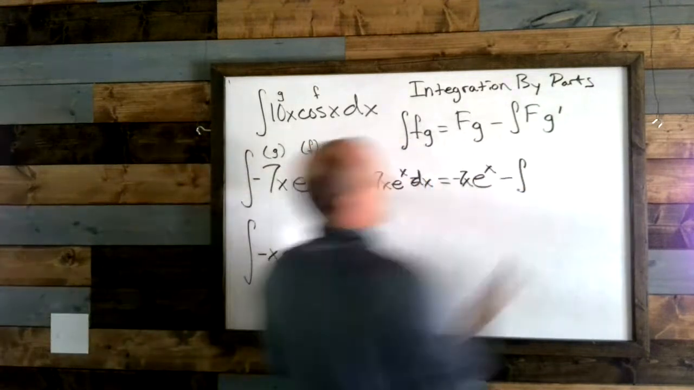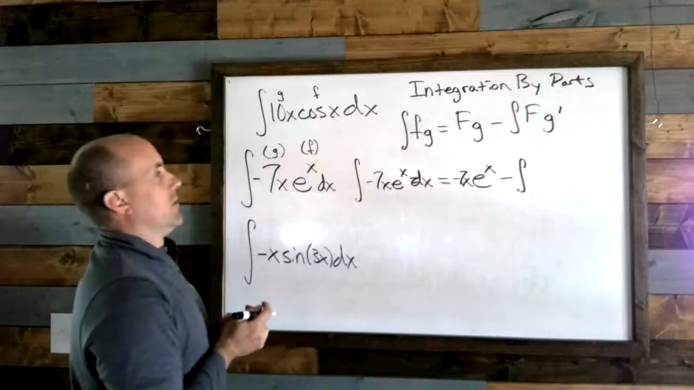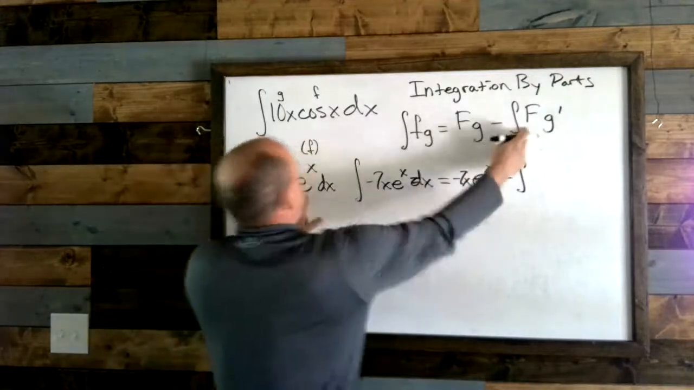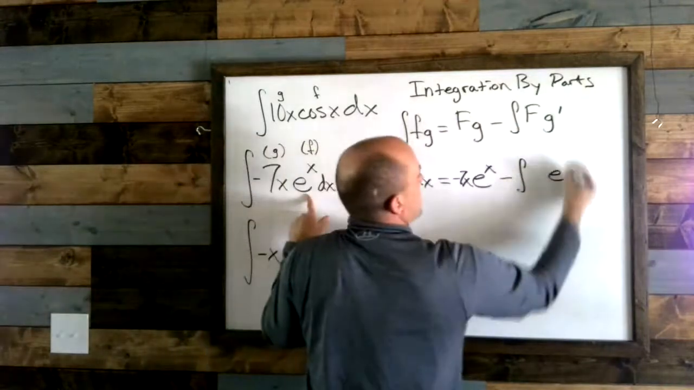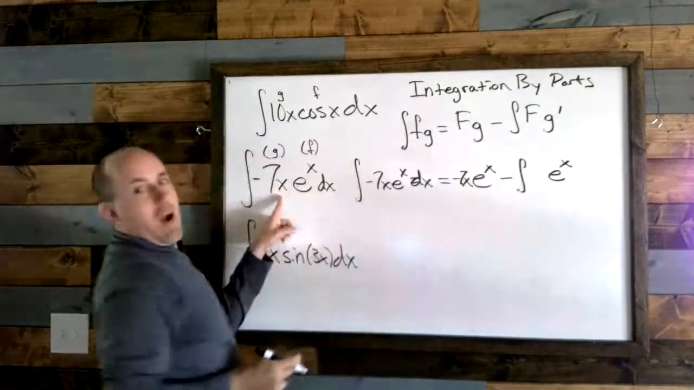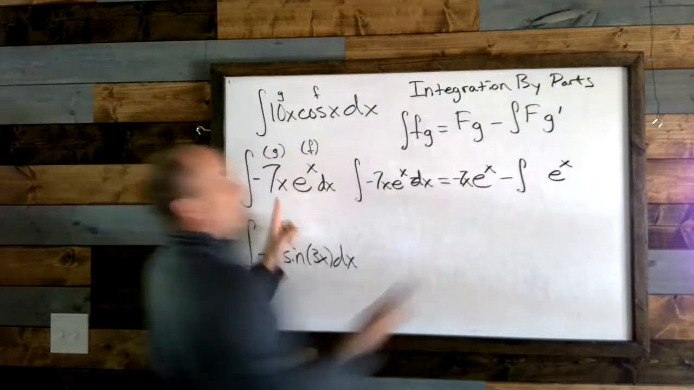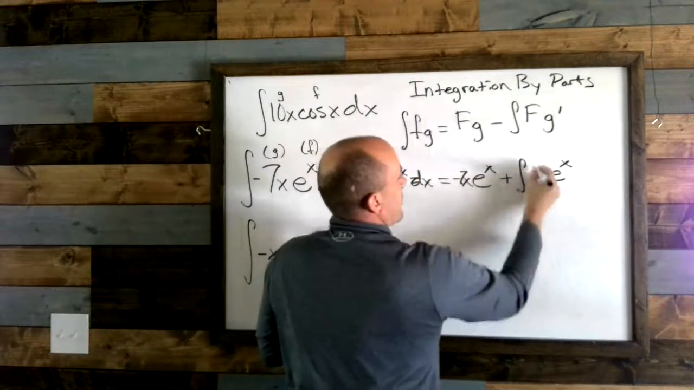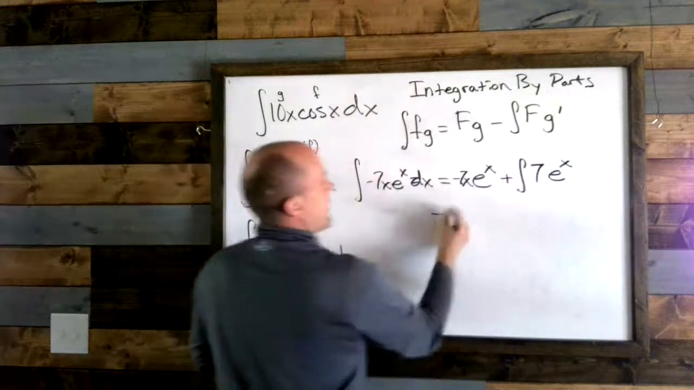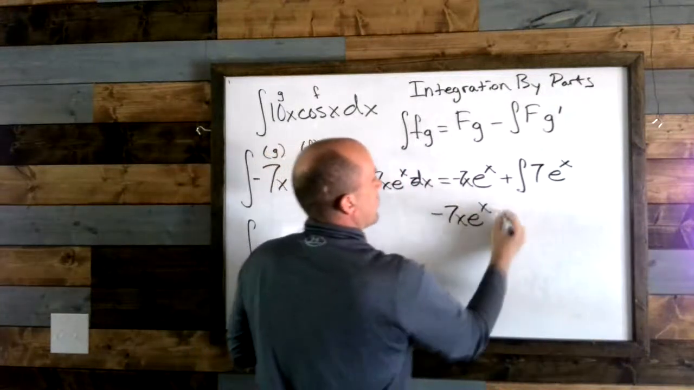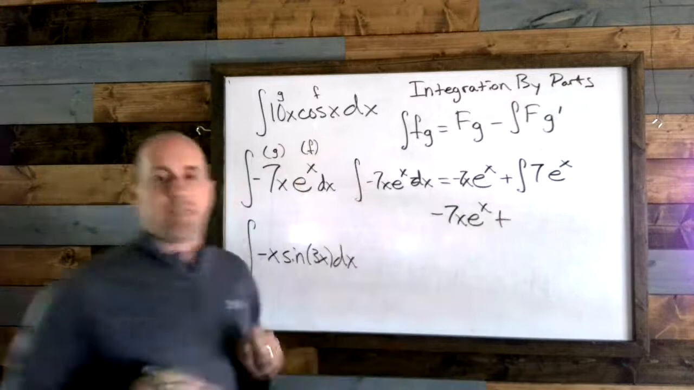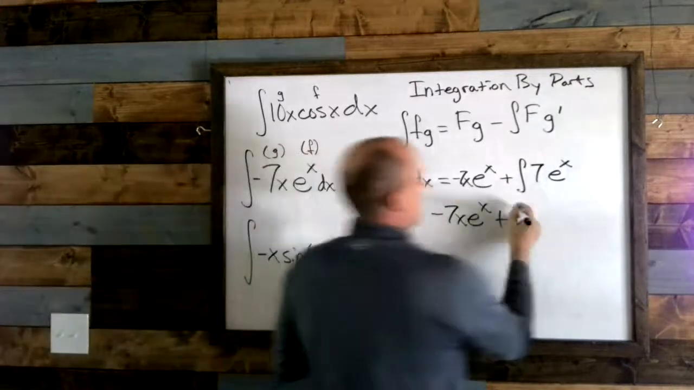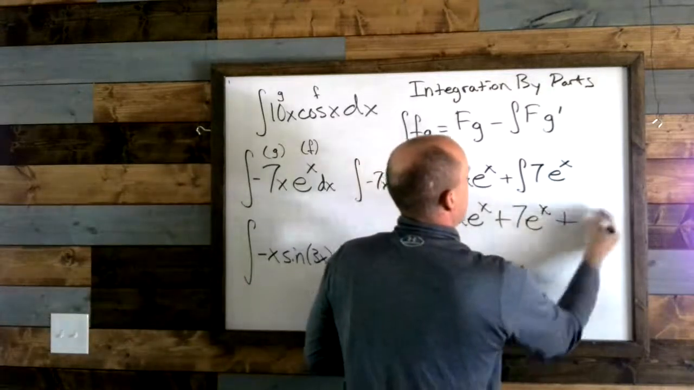Minus the antiderivative of big F, which is going to be e to the x, times g prime. What's the derivative of negative 7x? It's negative 7, so it'll be a plus 7 there. So you have negative 7x e to the x plus, what's the antiderivative of 7e to the x? It is 7e to the x plus a constant.